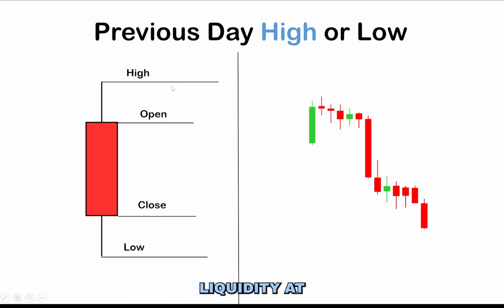Why is there liquidity at the high and the low? At this price right here, we can see that buyers tried to push price higher to this level, got beaten out by the sellers, and price went all the way back down. Their stops are now above this high. There's liquidity right there.